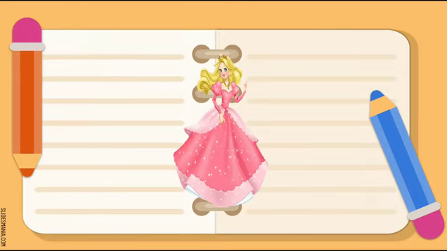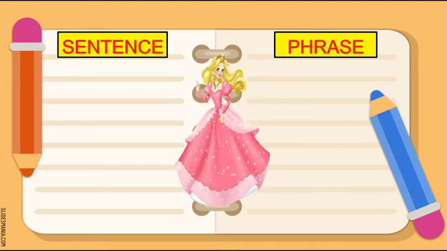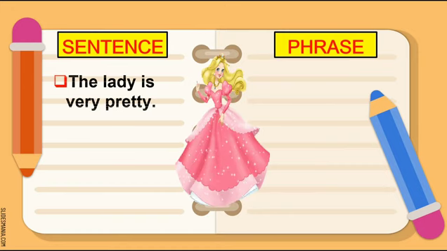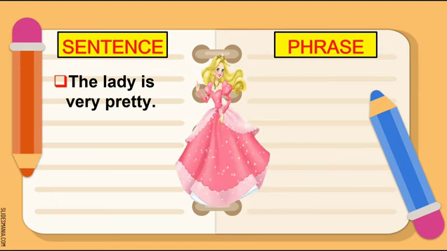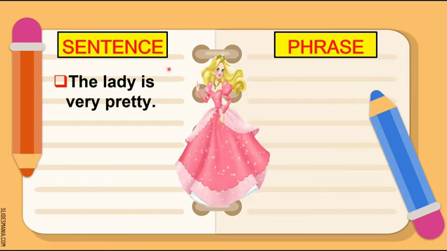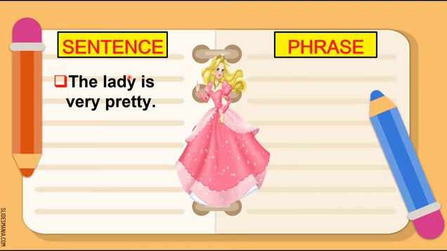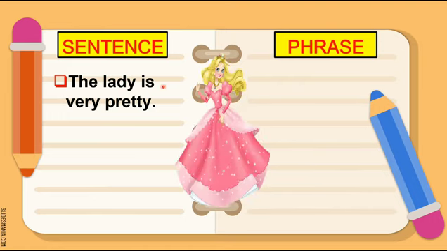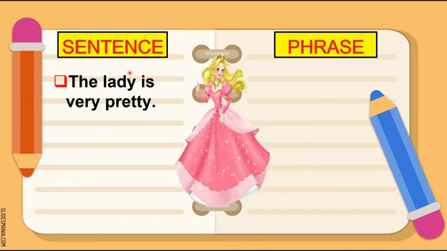Now, to understand the lesson better, let us take a look at some examples of sentences and phrases side by side. I have here a very pretty lady dancing in the middle. For a sentence, I would say, the lady is very pretty. Isn't she? She is, right? Now, this one is a sentence because you have here the lady as the subject or the doer or the one being described. And I have here words is very pretty telling us or describing to us how the lady looked like.